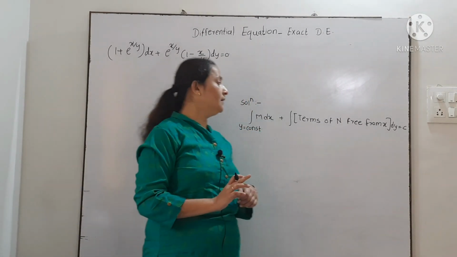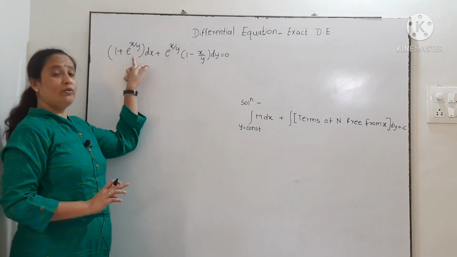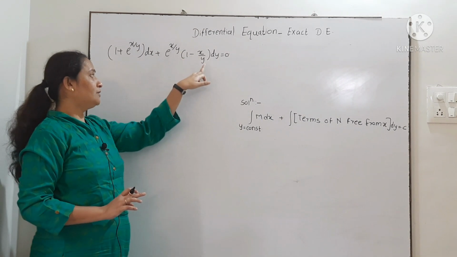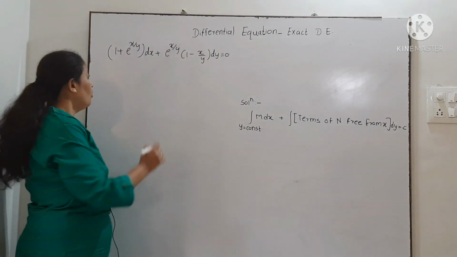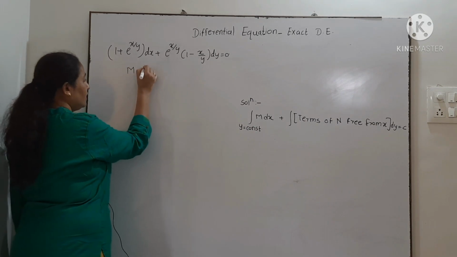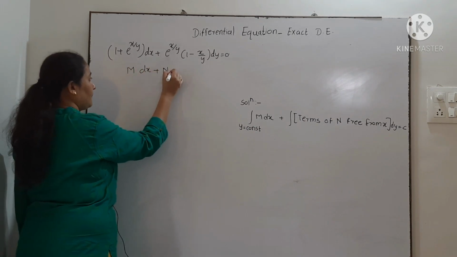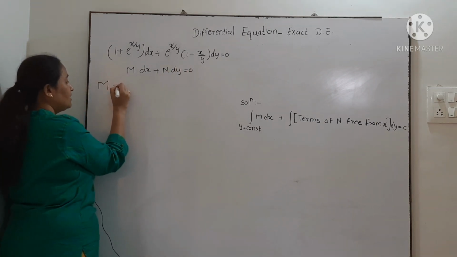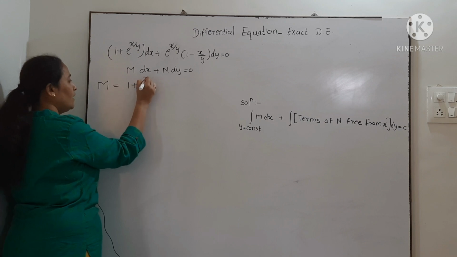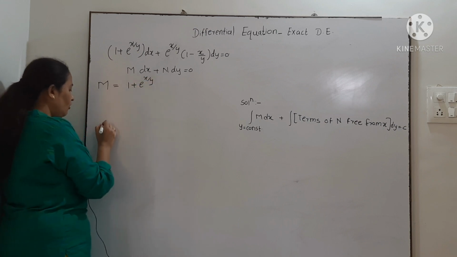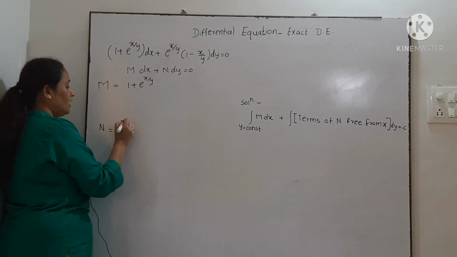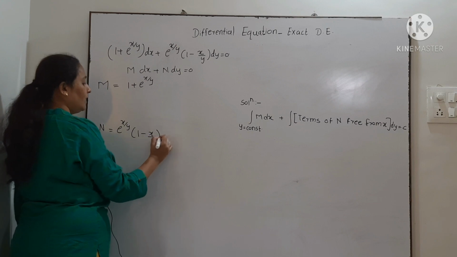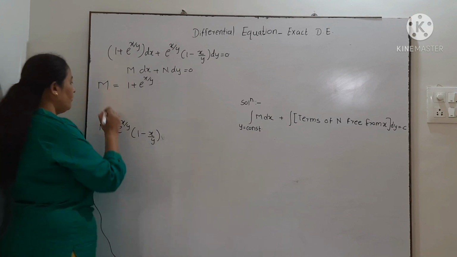Now take one example. Say (1 plus e raised to x upon y) dx plus e raised to x upon y in bracket (1 minus x by y) dy equal to 0. First we'll compare this equation with M dx plus N dy. If we compare this, you will get value of M, that M is equal to 1 plus e raised to x by y, and we'll find value of N is equal to e raised to x by y in bracket 1 minus x upon y. This is value of M.